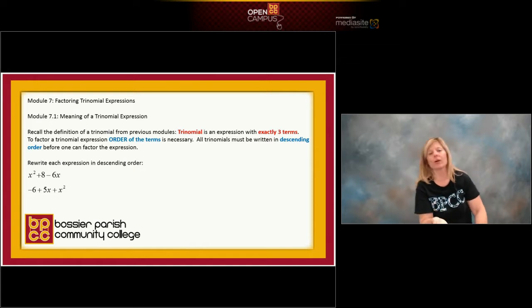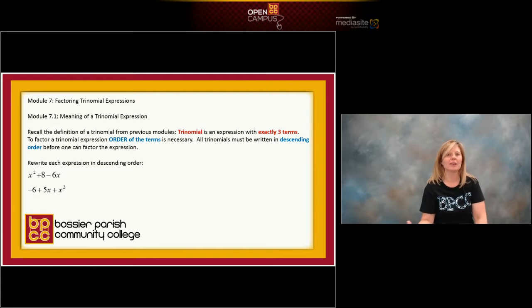So if you look at your PowerPoint here, I have 2 expressions. Let's just talk them out and write them in the correct descending order. My first expression is x squared plus 8 minus 6x. If we look at that, it's obviously a trinomial. We have an x squared, we have a positive 8, we have a minus 6x. That is not written in the correct descending order. Therefore, you cannot factor it yet.